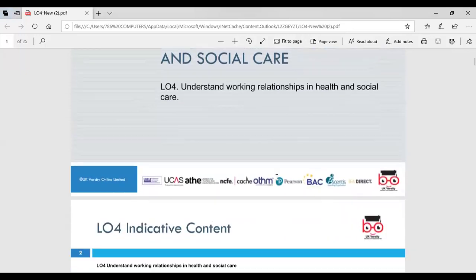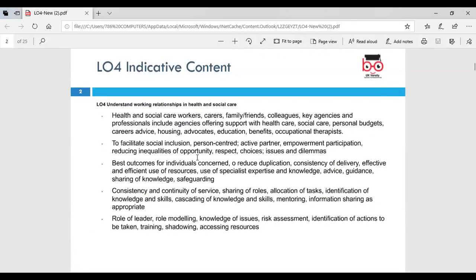So a bit about the indicative content. Health and social care workers, you have all these people working there. You have all these things to think about: your colleagues, your key agencies, professionals. You have different social care aspects. You have personal budgets. You have careers advising. You have housing advocates. You have education benefits, occupational therapists. All of these, or some of these, could be working with you.